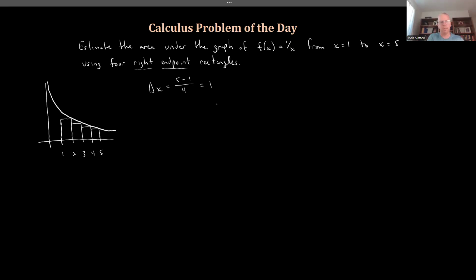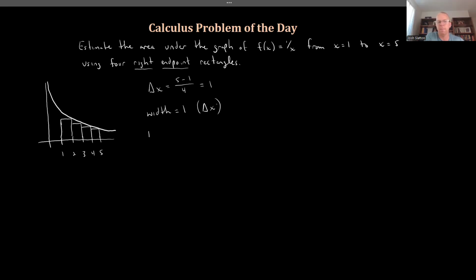So now, how do you find the area of a rectangle? Obviously, the area is width times height. The width of each of these rectangles is going to be the same, and this will always be the case when we're doing these types of approximations. The width is always going to be 1, which is our delta x. So whatever your delta x is, that's going to be the width of each of your rectangles.